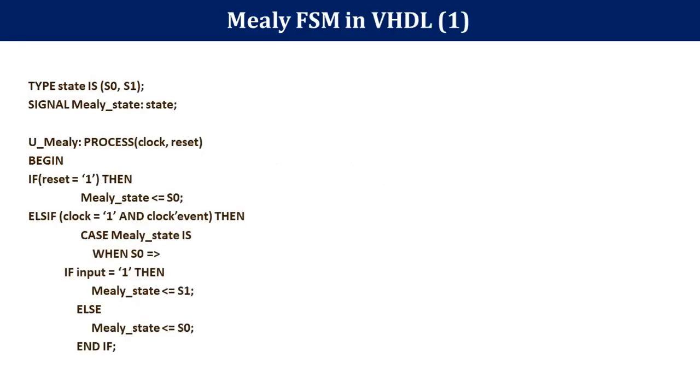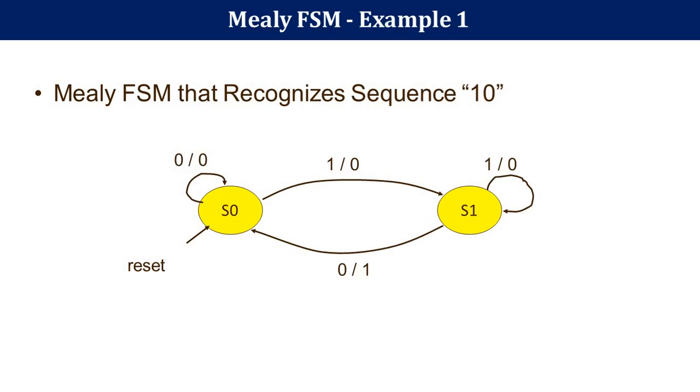Now in this way you can declare here, okay, sorry, one slide is missing. Okay, after that, when we are in the state S1, at that time we will check if input is equal to 1, at that time Mealy state is equal to S1, else Mealy state is equal to H0. It will go to the first state.